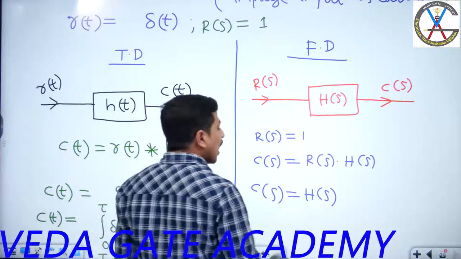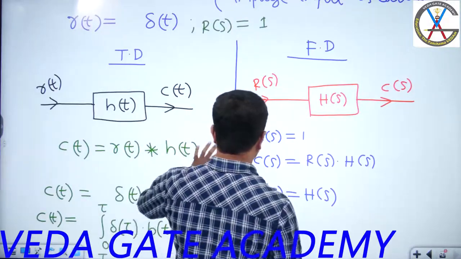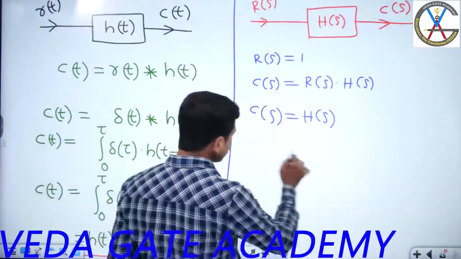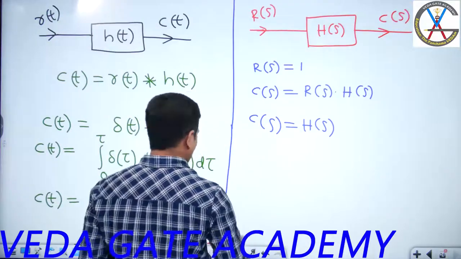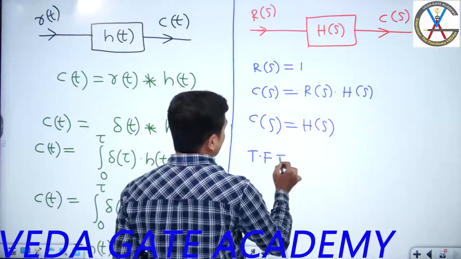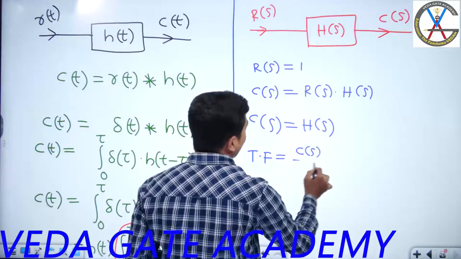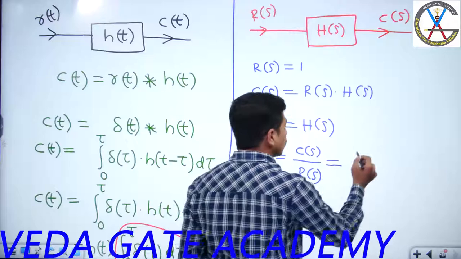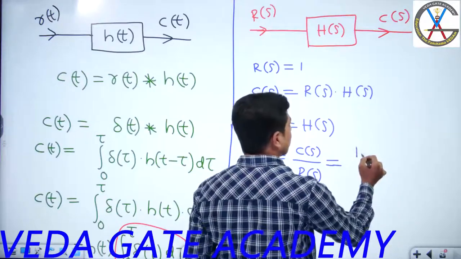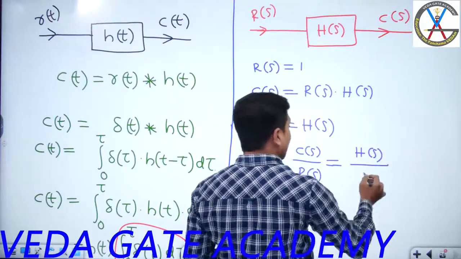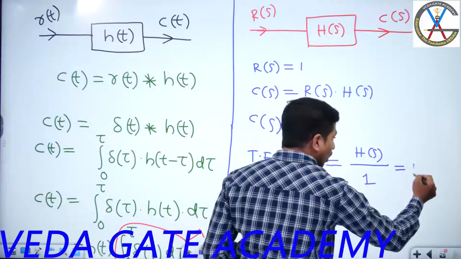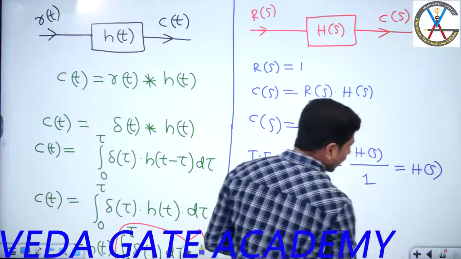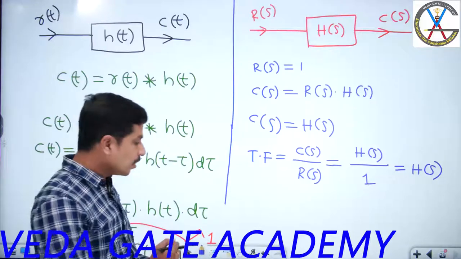Now tell me, I want the transfer function. What is the transfer function? Transfer function is equal to output by input. What is the output? C of S. What is C of S? H of S. What is R of S? 1. That is equal to H of S. Oh, one important point we have to understand here.